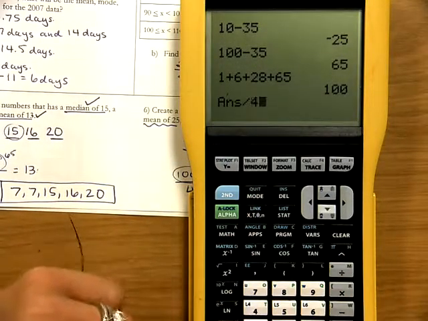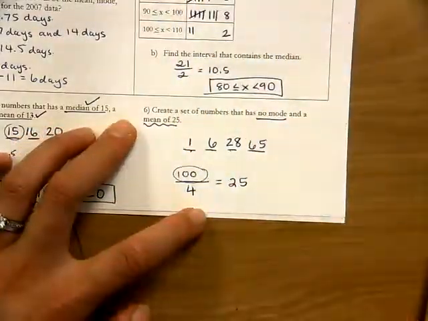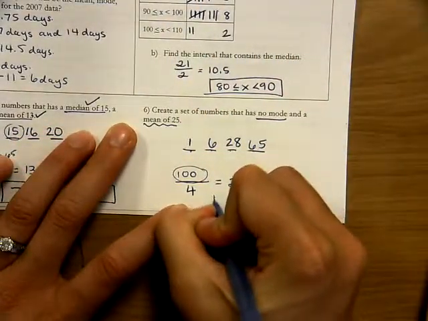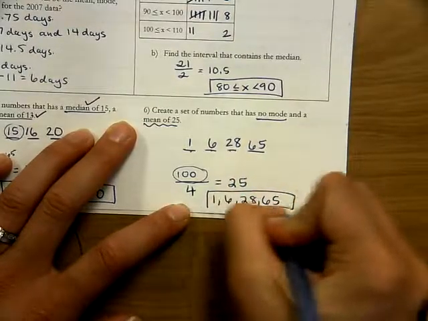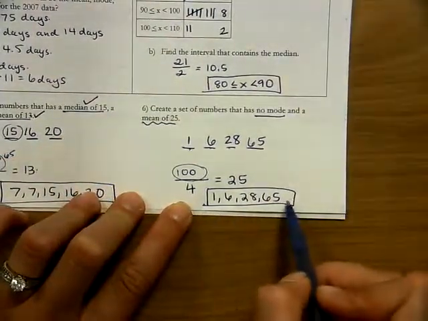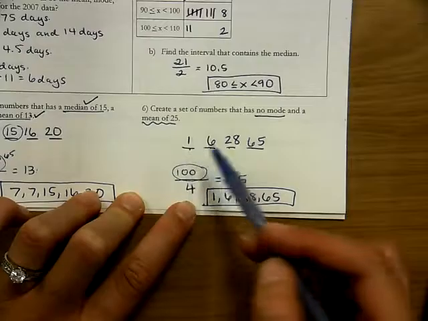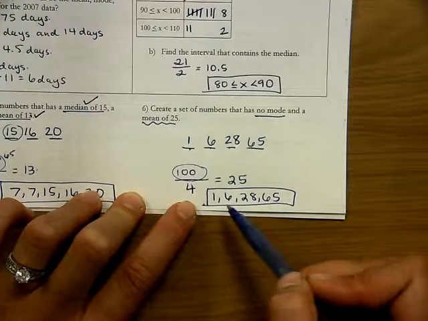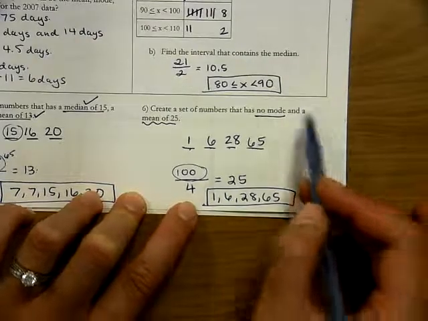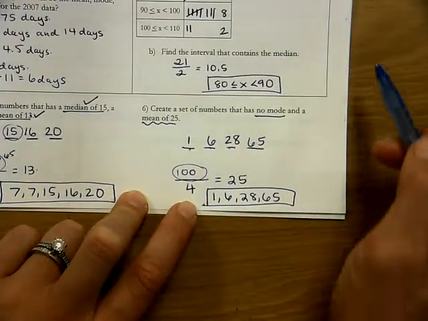To find the average, I divide that by the 4 numbers. I get 25. So my numbers, 1, 6, 28, and 65, would be a list of numbers that has no mode because none of them repeat, and a mean of 25. When I add them up and divide by 4, I get 25. But again, there's a ton of different ways you could approach this.